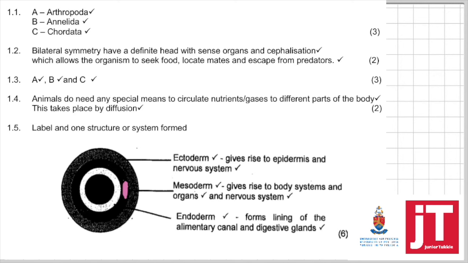Now, the innermost layer, which is the endoderm, which I've colored in as well, will give rise to the digestive system or glands and the alimentary canal, which is basically the digestive system. So this is how you would draw the triploblastic layer, and these are the different systems that these layers give rise to.